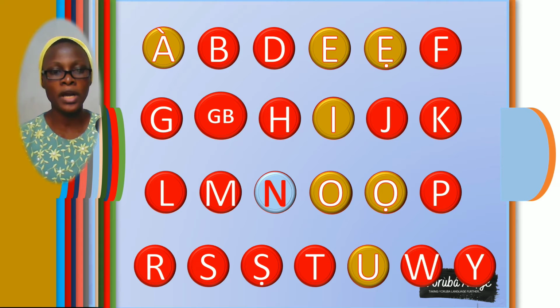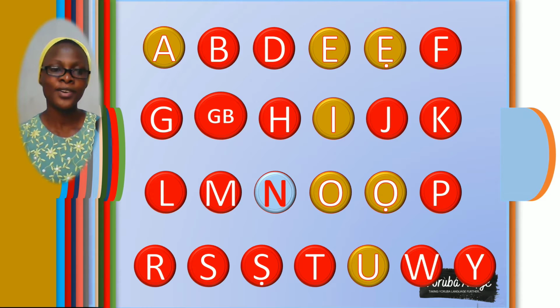I believe you still remember that these ones written in gold are pronounced in 3 different ways. We have A, A, A, A, A, A, E, E, E, I, I, I, U, U, U. Okay, good job.